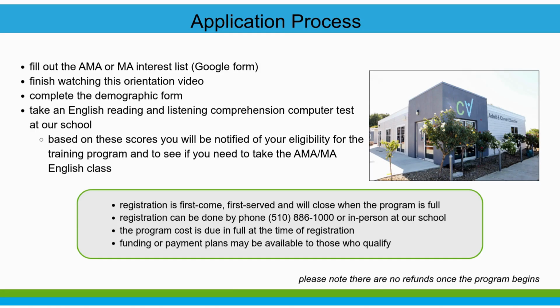To begin the application process, fill out the AMA or MA interest list form, finish watching this orientation video, complete the demographic form, and take an English reading and listening comprehension computer test at our school. Based on these scores, you will be notified of your eligibility for the training program and to see if you need to take the AMA or MA English class.